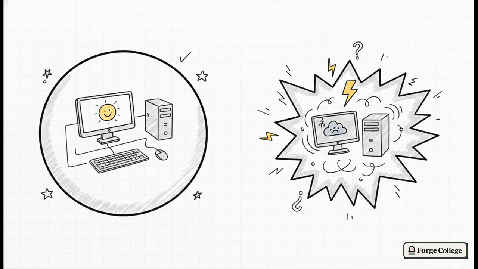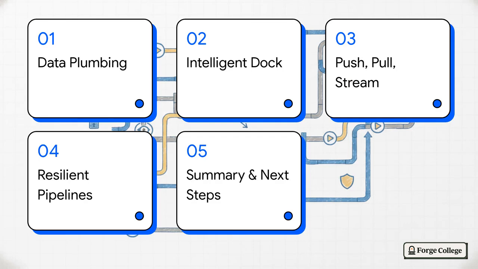Let's get real. All right, let's take a quick look at the schematic for today's build. We'll start with real-world data plumbing, check out the intelligent dock, decide whether to push, pull, or stream, build resilient pipelines, and then wrap it all up with a summary and next steps.